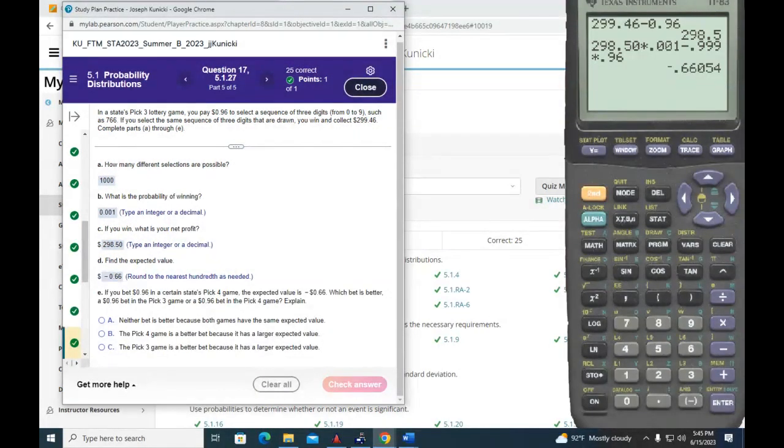Now, whose perspective is this from? It's from the player, because it says you pick. If I turned it around, how would I change this in terms of the lottery exchange? This would be minus and this would be plus, because they get 96 cents for every ticket that doesn't win, and they have to pay out $298.50 for the ticket that wins. So for them, the expected value is plus 0.66. That means they're going to keep 66 cents of every ticket.